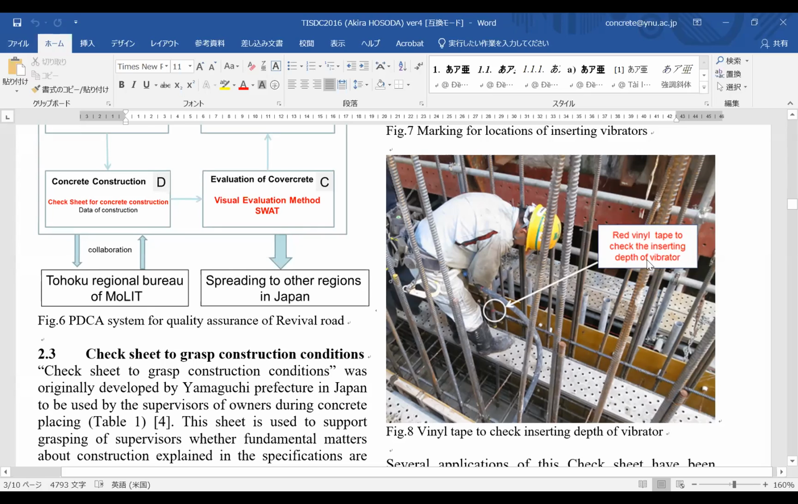So red vinyl tape to check the inserting depth of the vibrator. So the contractors prepared in that way. So please remember this red tape.